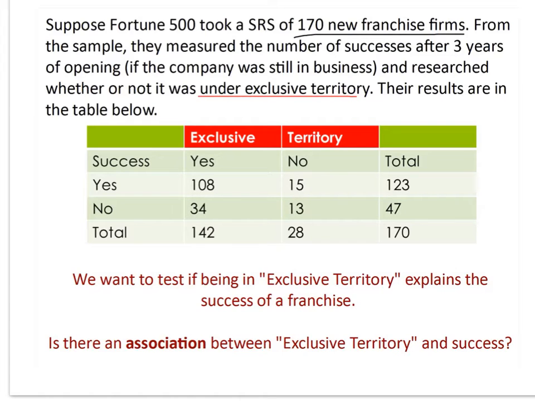So you see we have the exclusive territory. So was it under exclusive territory is my column. And then you can see, yes, it was under exclusive territory. No, it was not under exclusive territory. But then we also have that did they have success category. So yes, they were still in business, or no, they were not still in business. So they took a sample of 500 and then broke it down into this table.